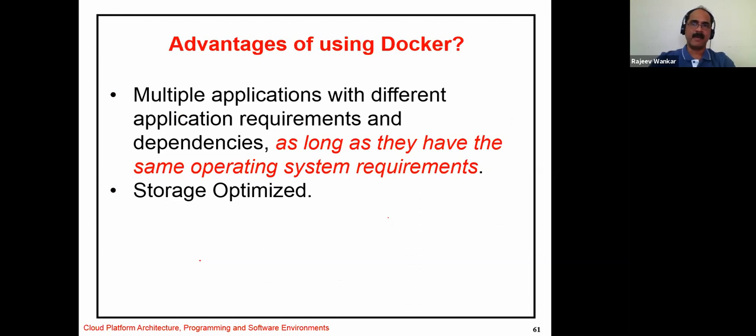What are the advantages if I look into this? Multiple applications with different application requirements and dependencies can go here, as long as they have the same operating system requirements. So you can have multiple such applications with different requirements, as long as the base images I take are of the same operating system on which this is working. But it doesn't stop you. You can always create a virtual machine on top of which you can create several containers.